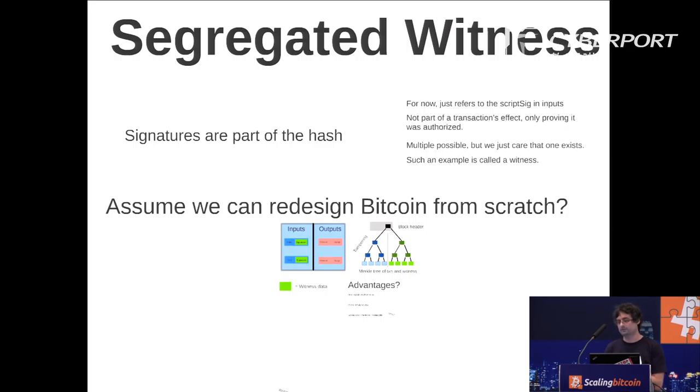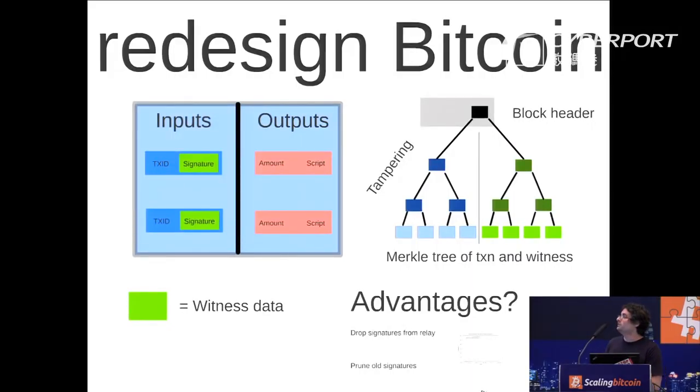But let's simplify the problem and say, what if we can just redesign Bitcoin from scratch? What if you were designing an altcoin, there's really no way why you would do it the way Bitcoin did. And that's actually also what we did in our sidechain alpha. So what you would do is you would mark the signature data as special, here indicated by green color on this slide. And everything but the green part is what goes into the hash of a transaction. But the signature isn't. It's just a piece of data that's still there, but we don't really consider it part of it.